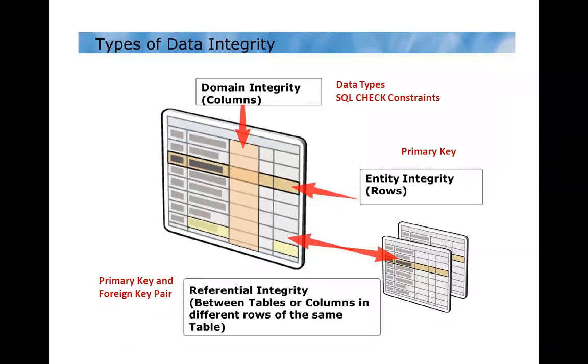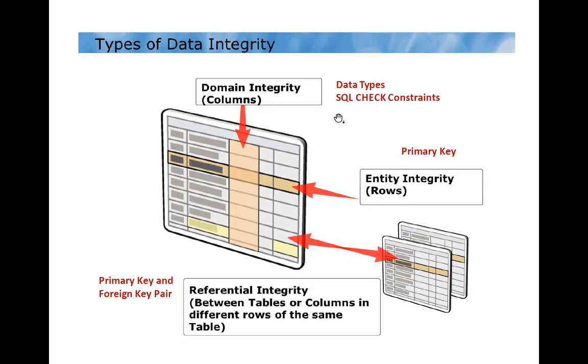When you read your Carnegie and Beck book, you will read about three types of data integrity: domain integrity, entity integrity, and referential integrity. Domain integrity is about column data integrity. Column data integrity is vertical, right? We use SQL data types or database data types and SQL check constraints to enforce domain integrity. We are going to talk about data types and check constraints a lot after a few weeks.